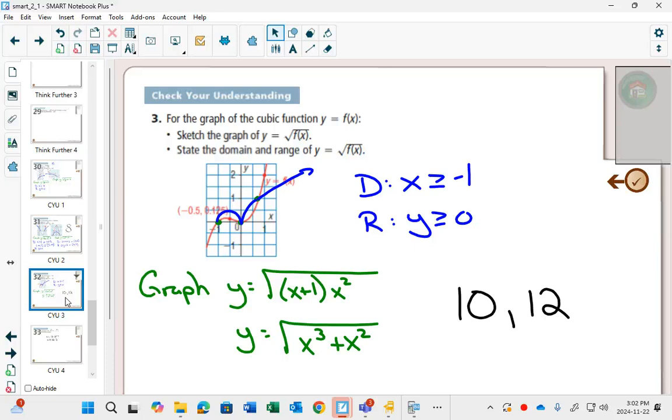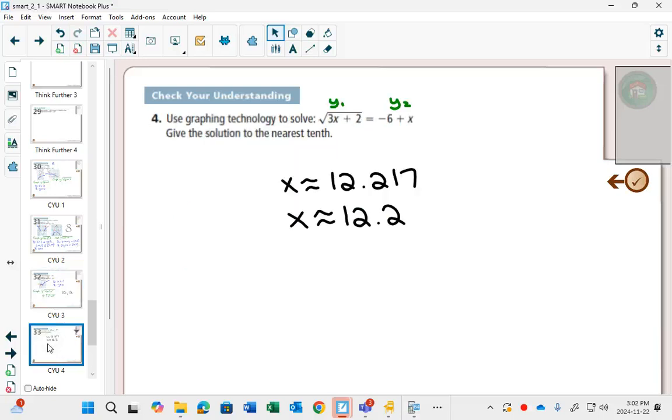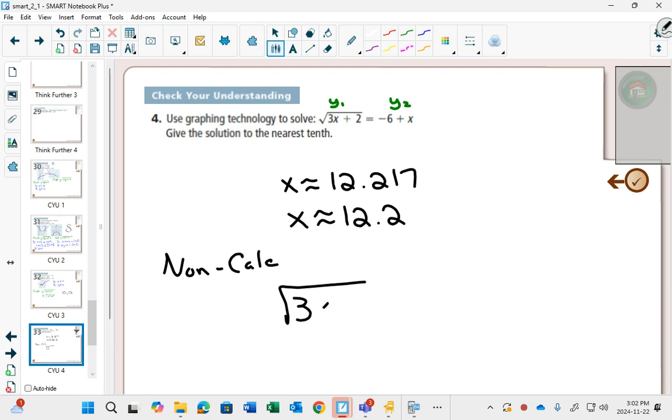But this question could also be non-calculator. So if this was a non-calculator question, you have to remember from grade 11 how you solve square root equations. Do you remember the steps or the process for solving this algebraically? Get the square root by itself. Good work. I love it when the first step is something that they did for you.